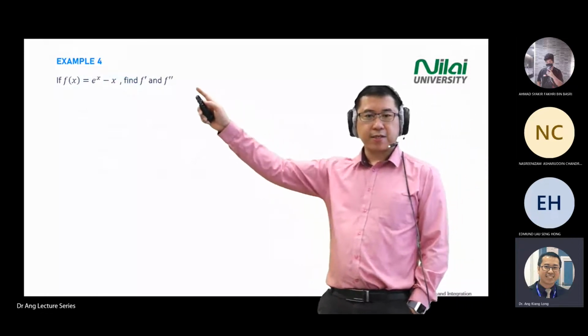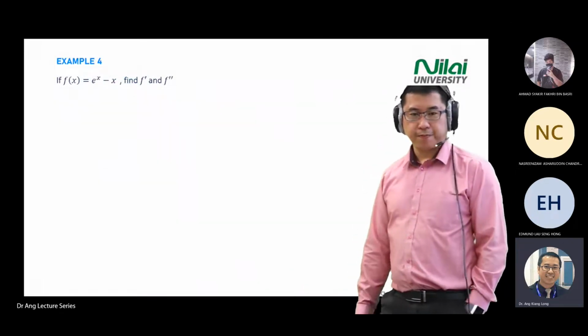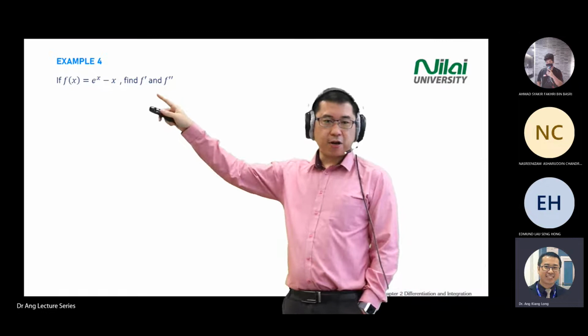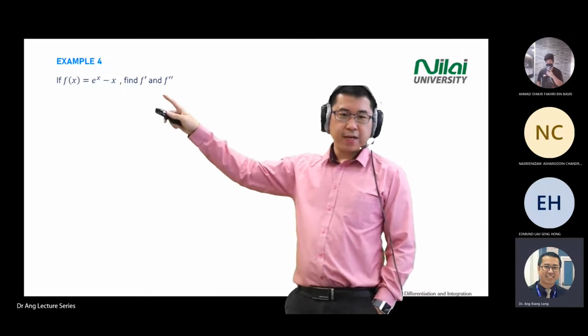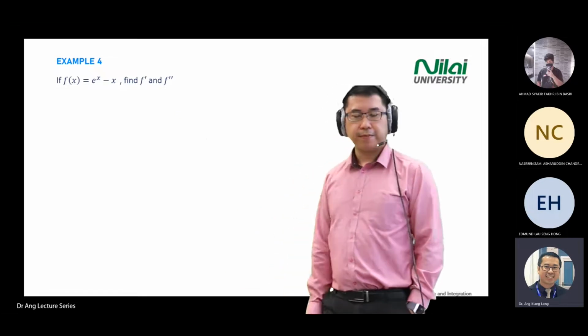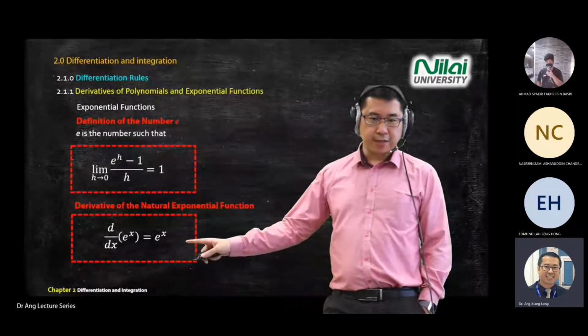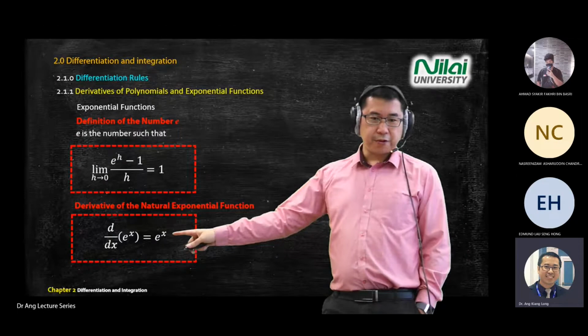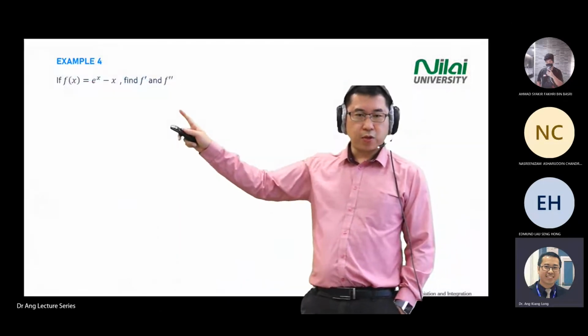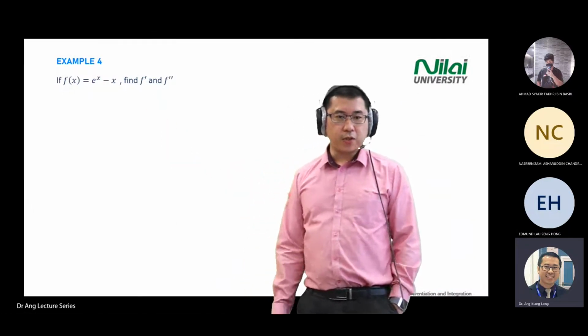Let's look at this example number 4. If your function f(x) equals e to the power x minus x, find f', which means you differentiate one time, and f'', which means you differentiate two times. Using these slides, if you differentiate e^x, you get back e^x. What do you think if you differentiate one time? f(x) equals e^x minus x.